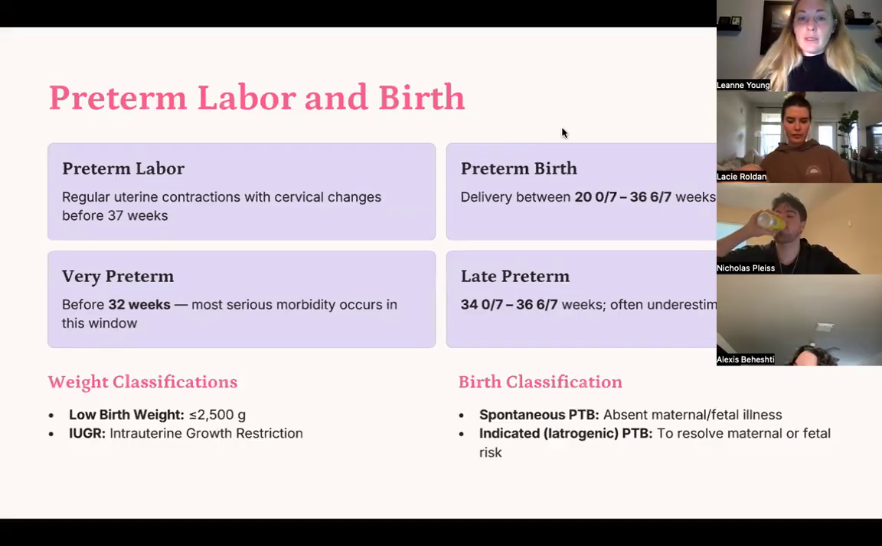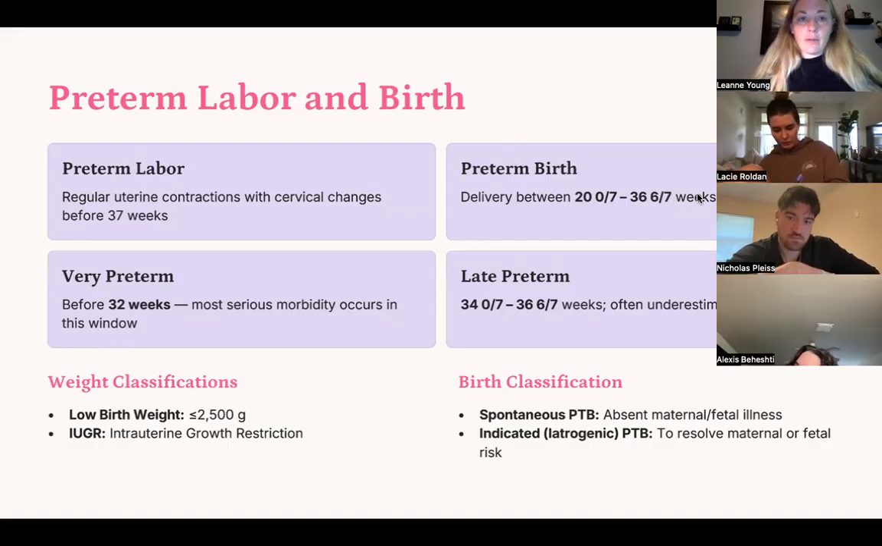Preterm birth is a delivery between 20 weeks to 36 weeks and 6 days of gestation. So that is a preterm birth. Anything after 36 and 6 would be considered a full term delivery. Okay? So 37 weeks.